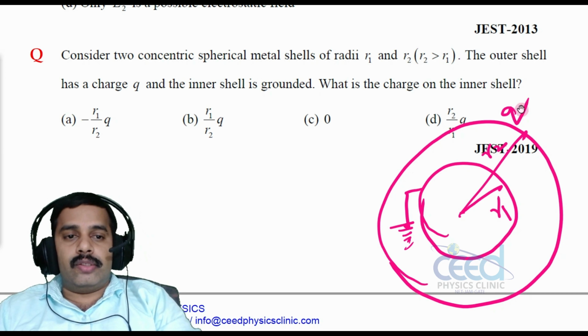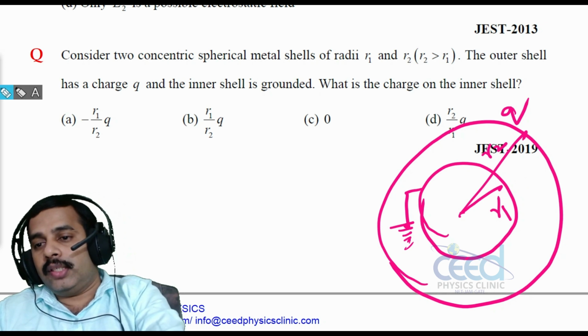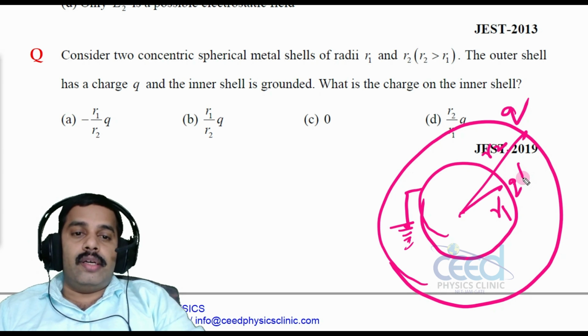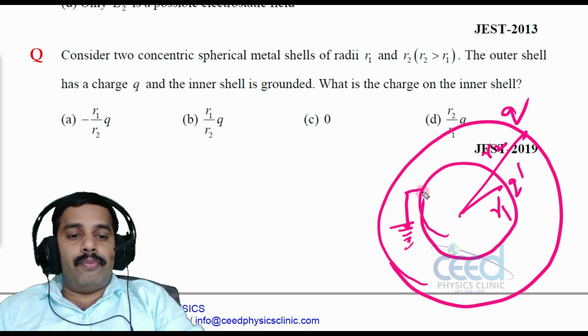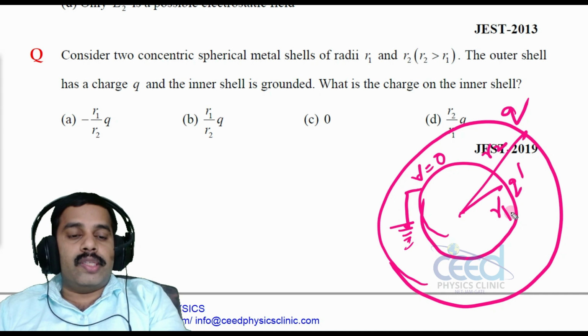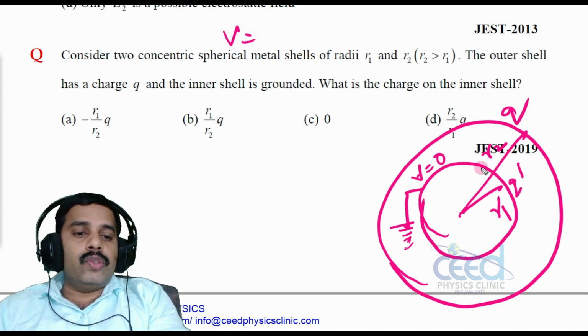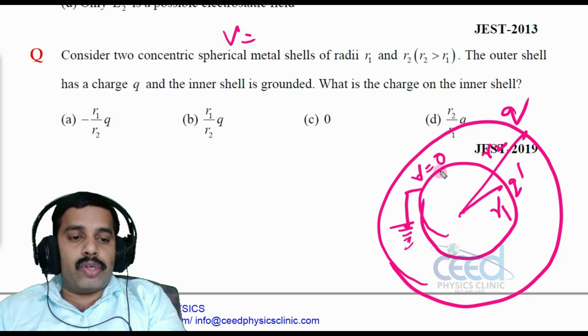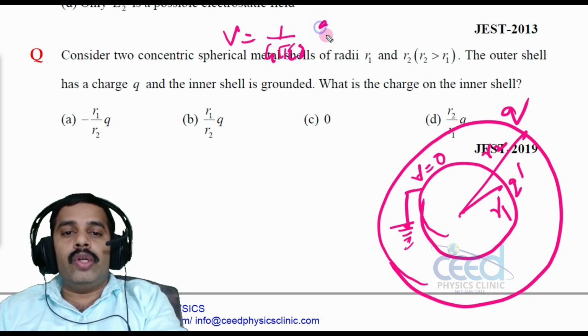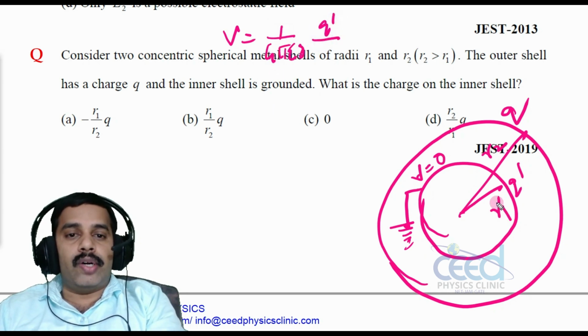Suppose I am considering this shell as having a charge Q dash, right? Now what is the charge on the inner shell? When this inner shell is grounded, we have only one piece of information, that the potential is 0, because it is grounded. So what is the potential on the inner sphere? Before grounding, it has a potential on its surface: if its charge is Q dash, 1 by 4 pi epsilon 0 Q dash by its radius R1, right?